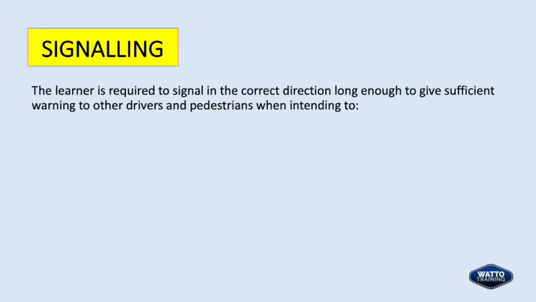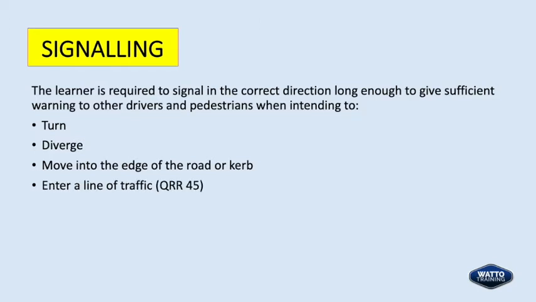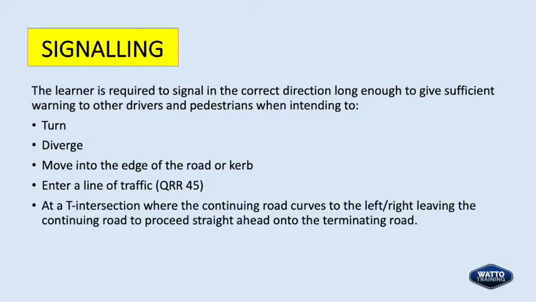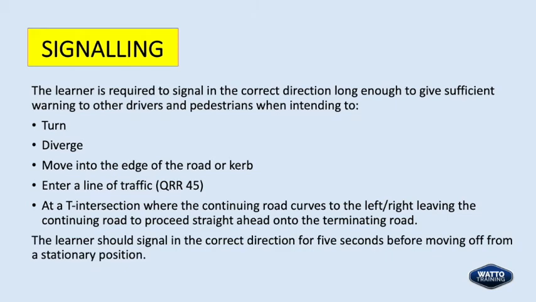The learner is required to signal in the correct direction long enough to give sufficient warning to other drivers and pedestrians when intending to turn, diverge, move into the edge of the road or curb, enter a line of traffic, at a T-section where the continuing road curves to the left or right, leaving the continuing road to proceed straight ahead onto a terminating road. The learner should signal in the correct direction for 5 seconds before moving off from a stationary position.